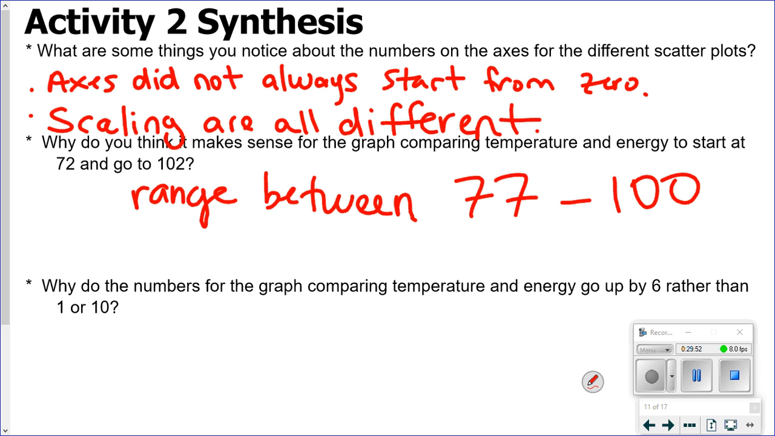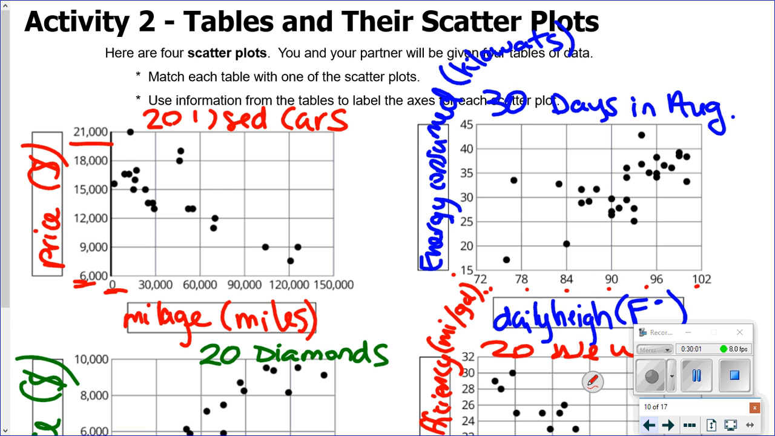Why do the numbers for the graph comparing temperature and energy go up by 6 rather than 1s or 10s? Going back to that same graph again, the second one, the 30 days in August one, they're talking about this x-axis. Why are we counting by 6s? Why not 1s? Why not 10s? My thought here is if we count by 1s, the data might be too close together, right? There's just not enough lines, not enough space. And if we count by 10s, the data might be way too spread apart. So I think the reasoning was, let's pick something in between 1s and 10s.